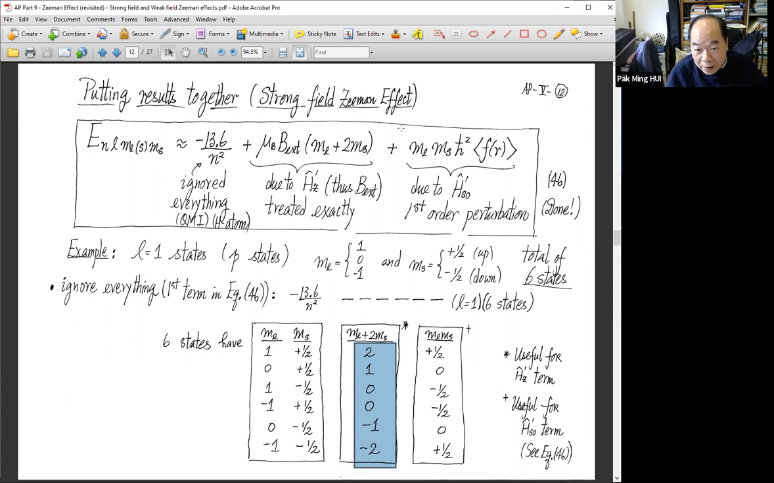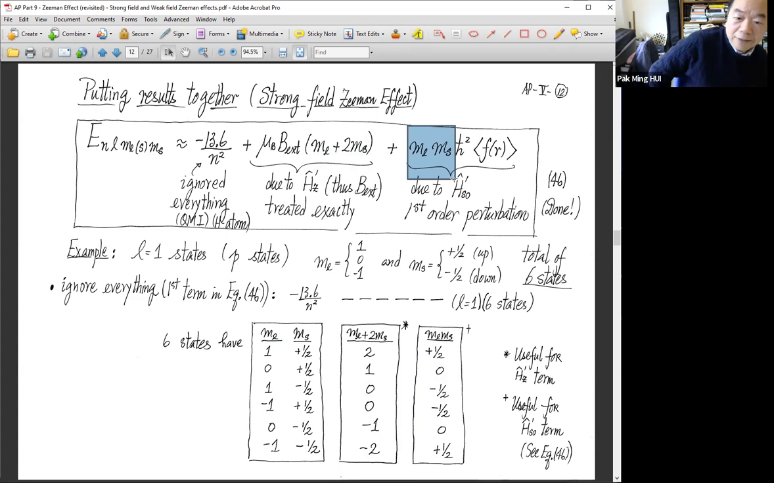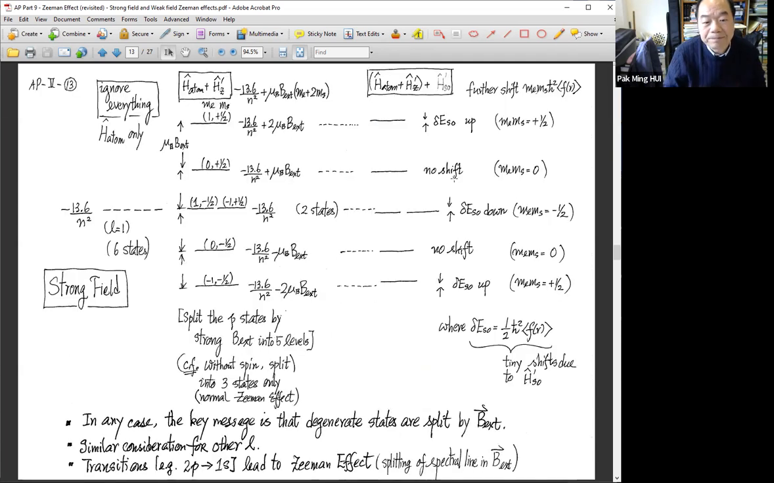To prepare for handling this term, I take the product ML times MS, so I put it there. All right. So similarly, I get these 6 numbers. Understand? So now I'm ready. I know this, I know that for the 6 P states. The next page is important, the consequences.